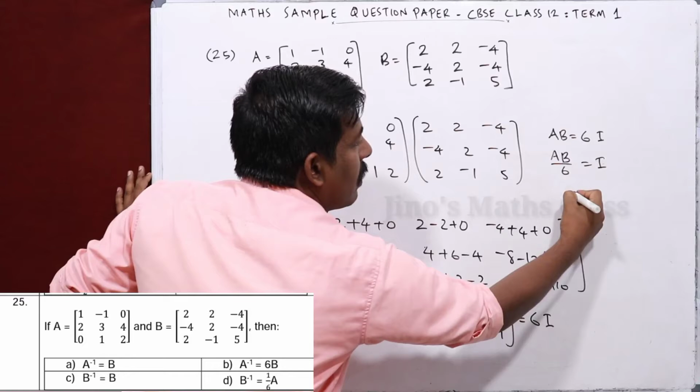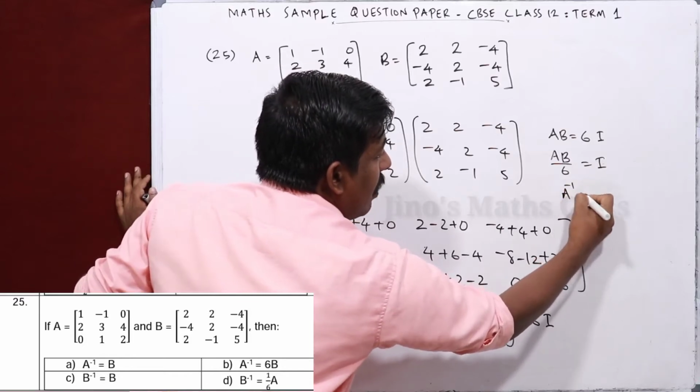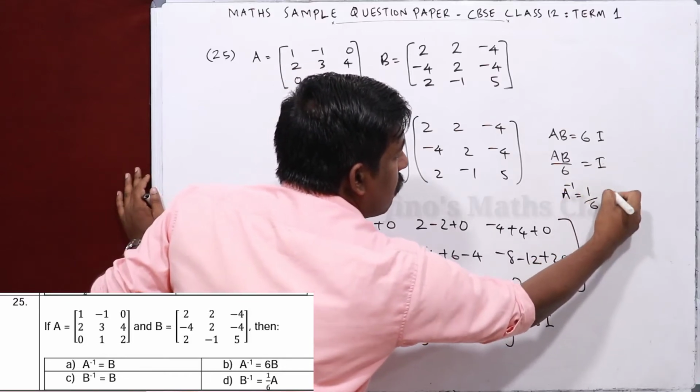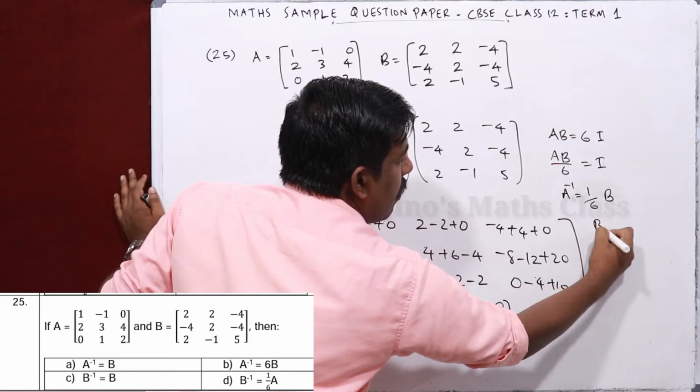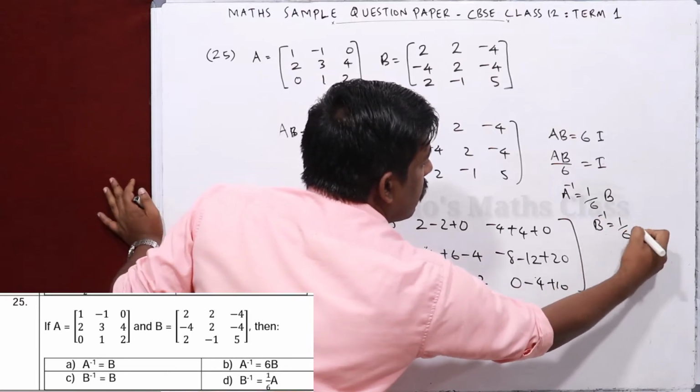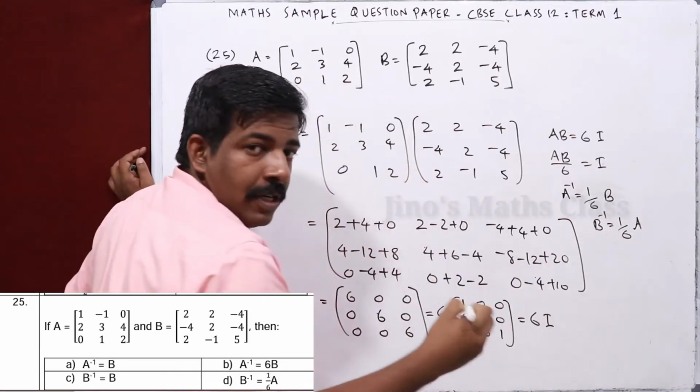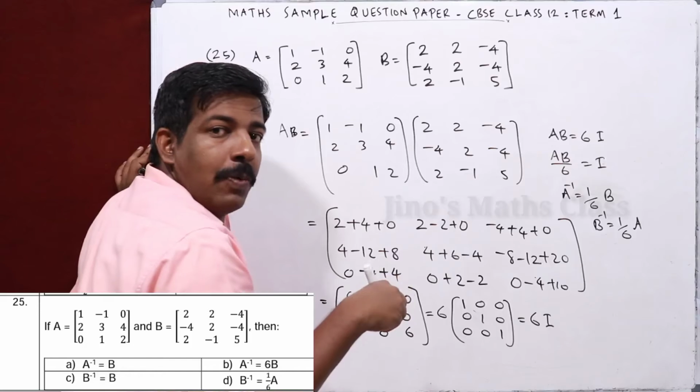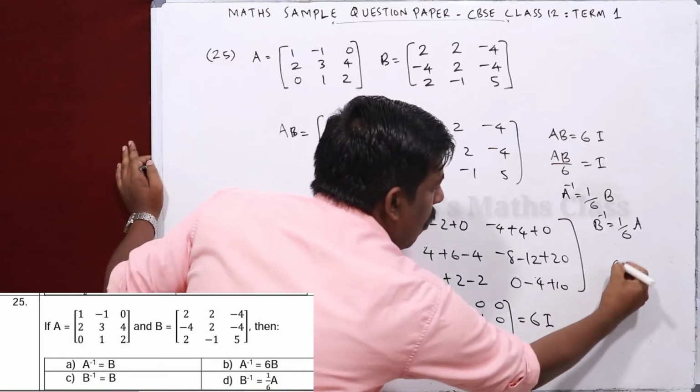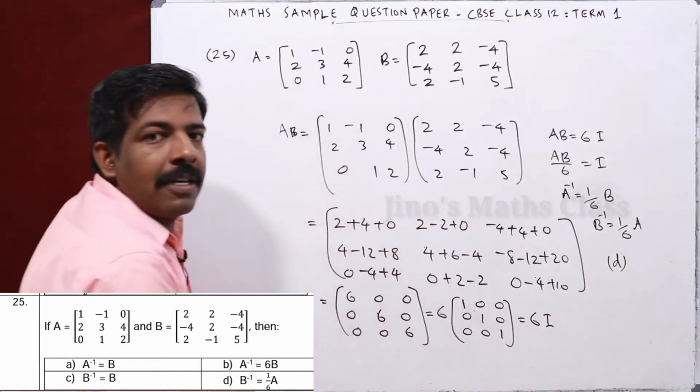So from this one we can say either A inverse is equal to 1 by 6 of B, or we can say B inverse is equal to 1 by 6 of A. But in the options it is given B inverse equal to 1 by 6 A. That's why option D is the correct answer.